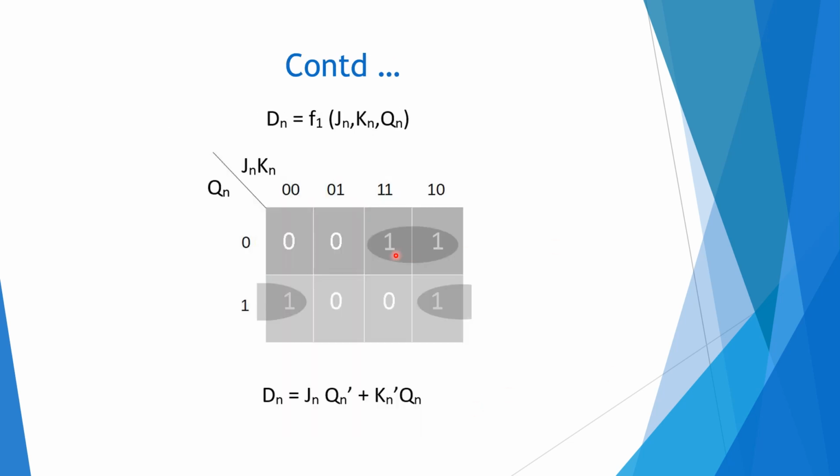And now let us write in the K map. So Dn will be a function of Jn, Kn and Qn. So there will be a 3 variable K map. I have written the values here in the K map accordingly. So we can group here, that is Jn and Qn bar, and here we can group these two, and it can be Kn bar Qn. So this is the function here, Dn equals Jn Qn bar plus Kn bar Qn.